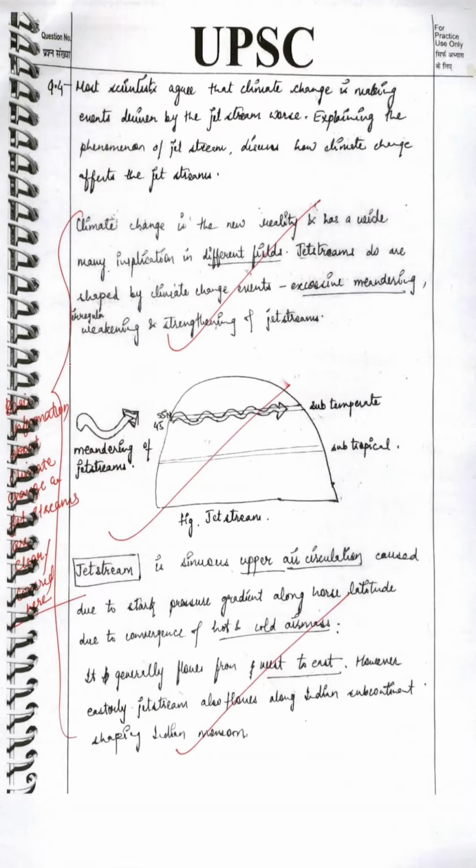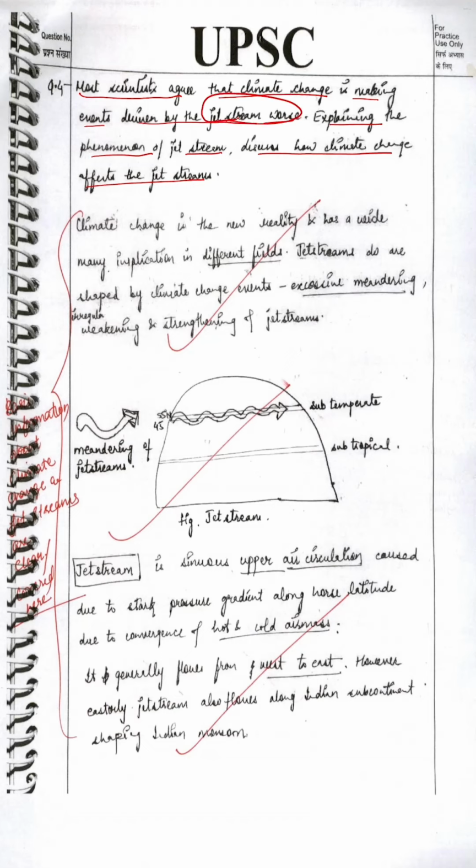Moving to the next question. The question is being asked about: most scientists agree that climate change is making events driven by the jet stream worse. Explain the phenomena of jet stream and discuss how climate change affects the jet stream. Now here we have two important aspects. The first thing is that climate change is making events driven by the jet stream worse.